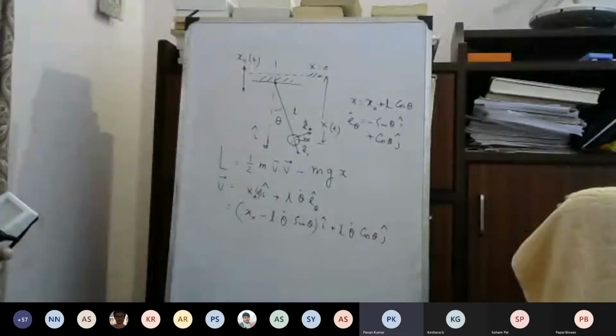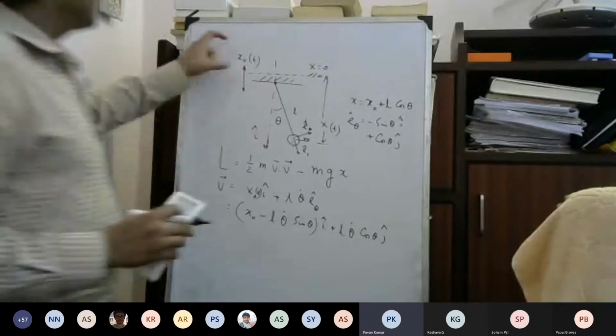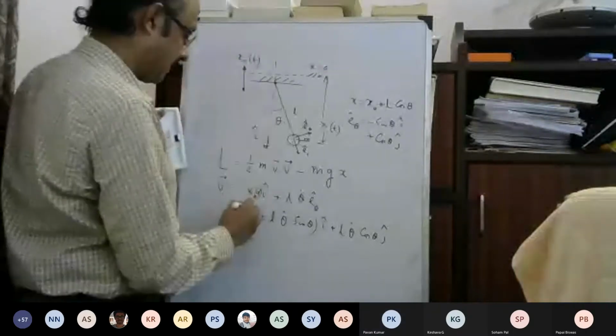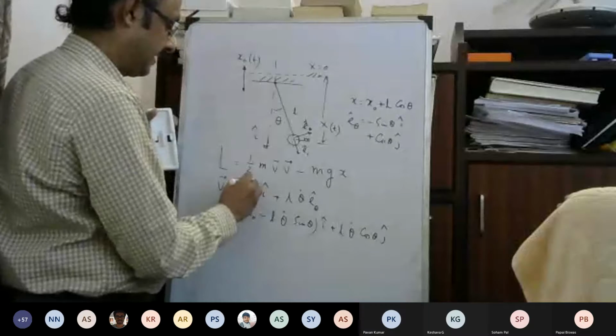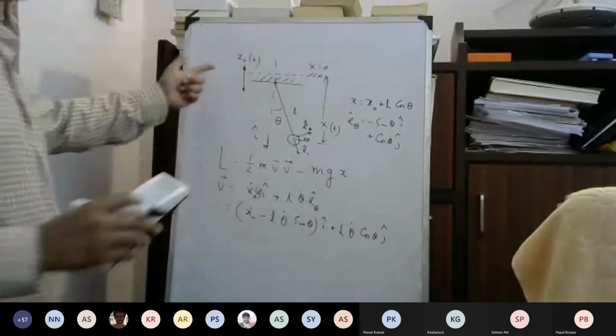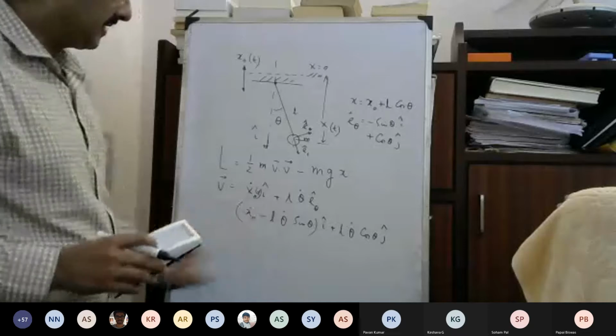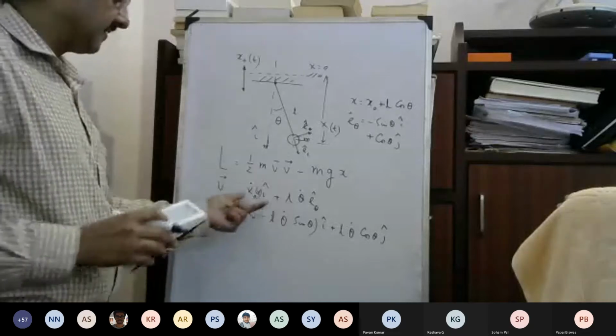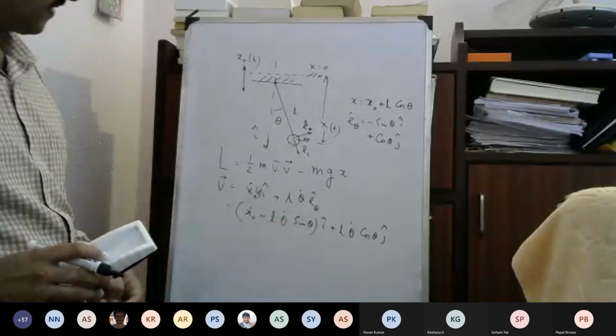That x naught is the velocity excitation. No, x naught is the displacement. X naught dot. Oh, okay. You are right. Thank you. X naught is the displacement, so x naught dot I should have written. Yes, please correct it: x naught dot, not x naught.